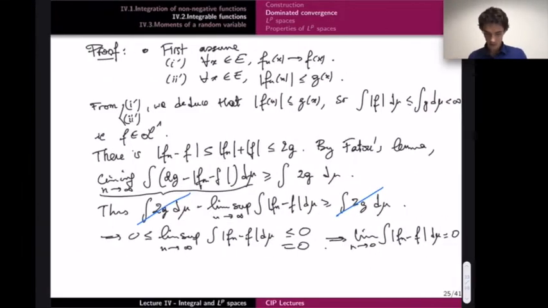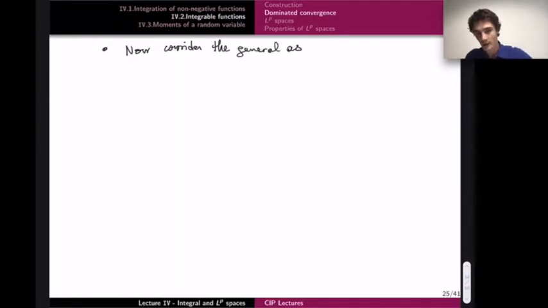So now, how do we see that this works for the general condition? So now consider the general assumptions of the theorem, small i and small ii.